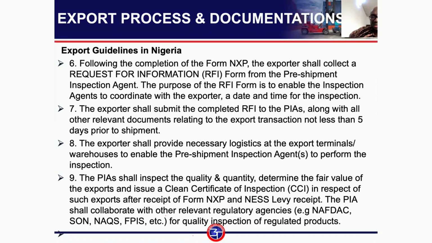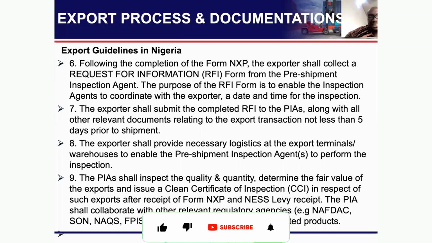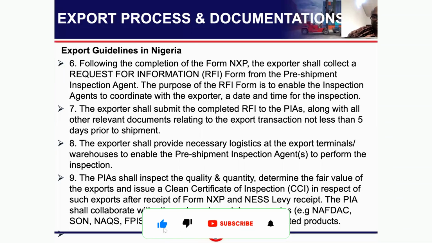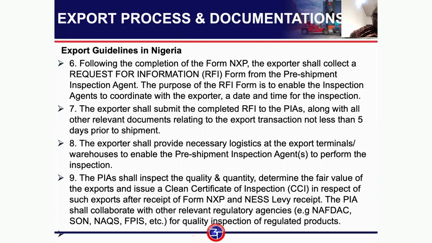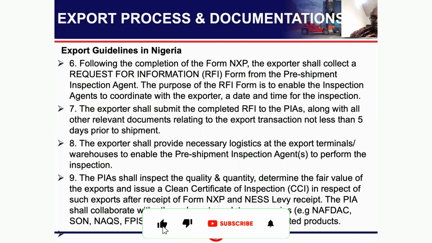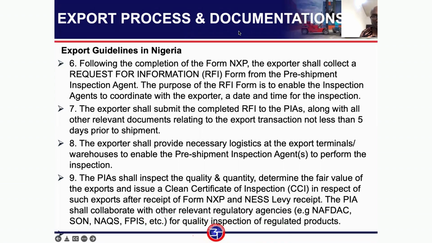Exporters shall provide necessary logistics at the export terminal warehouse to enable the pre-shipment inspection agent to perform the inspection. The PIA shall inspect quality and quantity, determine the fair value of the export, and issue a clean certificate of inspection in respect of such export after receipt of NXP and NEPC levy receipt. PIA shall collaborate with other relevant regulatory agencies, NAFDAC, SON, NAQS, FPIS, for quality inspection of regulated products.